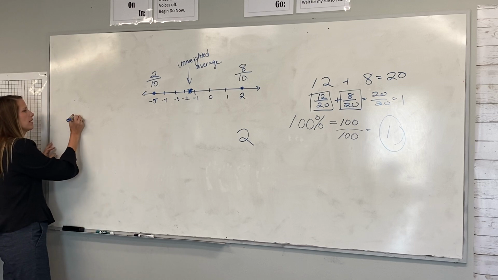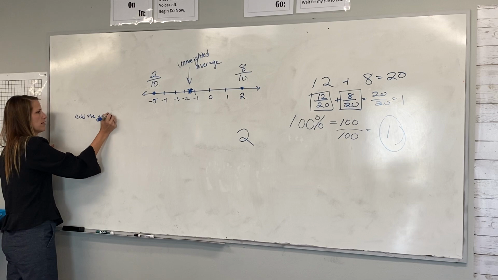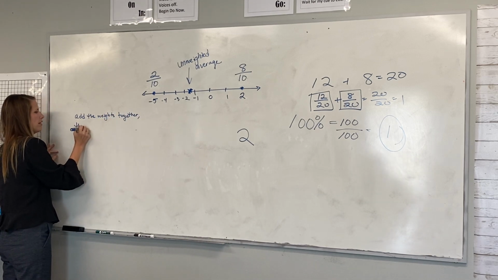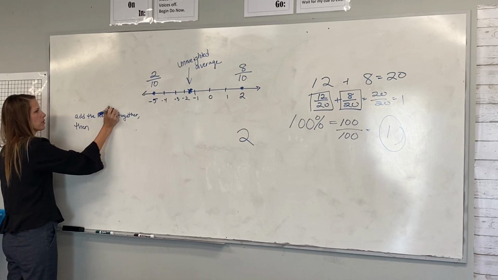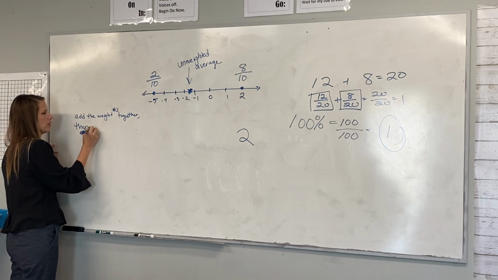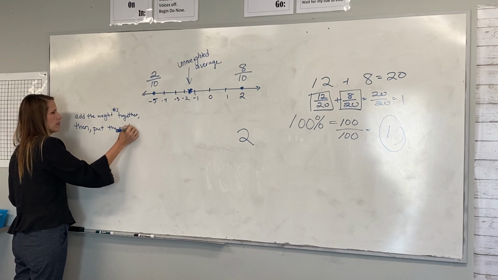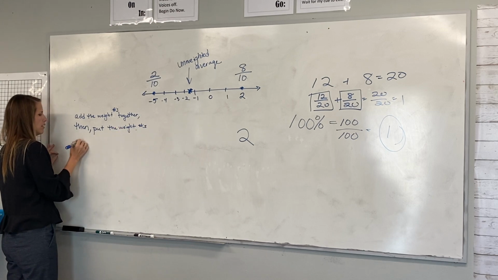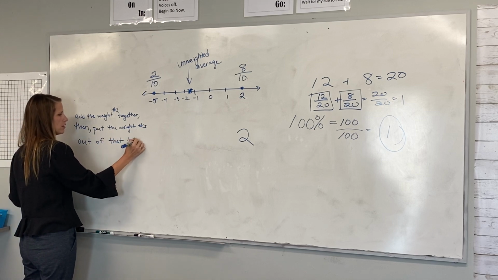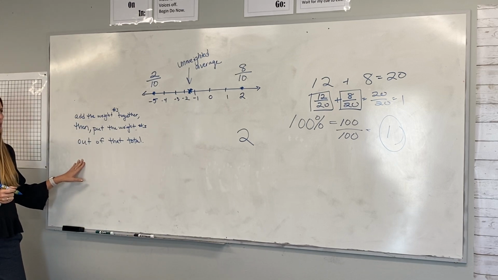You would say, add the weights together. Then, put the weight numbers out of that total. That would be a big step to do here, okay?